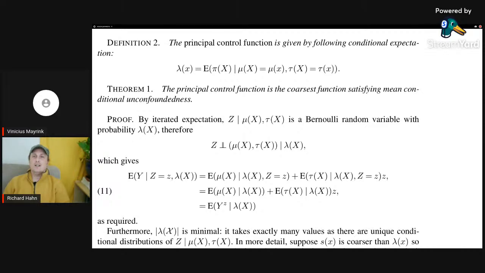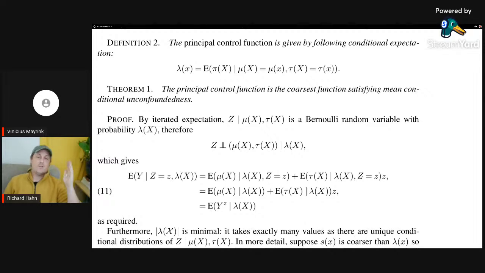With that definition, we have the following theorem, which basically copies the proof of Rosenbaum and Rubin 83 about the propensity score, which is by iterated expectation, the treatment variable given mu and tau is a Bernoulli random variable that has probability lambda. And therefore, lambda is all that you need. In other words, if I told you the specific value of mu and tau, you don't need to know that. All that you need to know is the corresponding value of lambda, because z is a 0-1 variable, so the only thing that defines its distribution is that probability. So the particular values of mu and tau don't matter. All that matters is lambda.